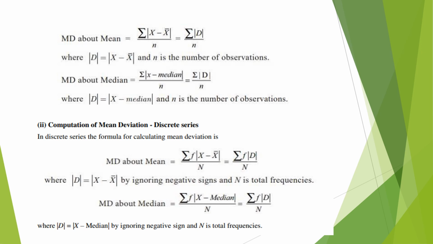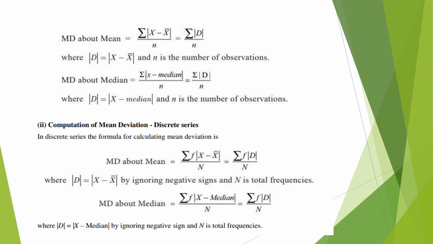Now, in the case of a discrete series, the formula remains the same, but we multiply the numerator by frequency, because in a discrete series there is a frequency table also. So, summation of f into d upon n again, where n is the sum of frequencies. Mean deviation about the median, if we are finding it, is the summation of f into |x minus median| upon the sum of frequency.